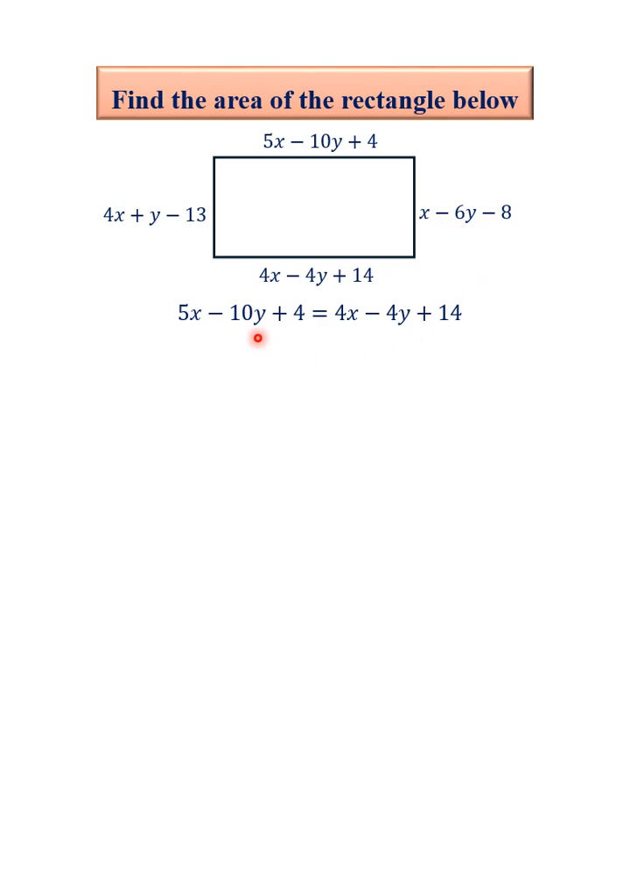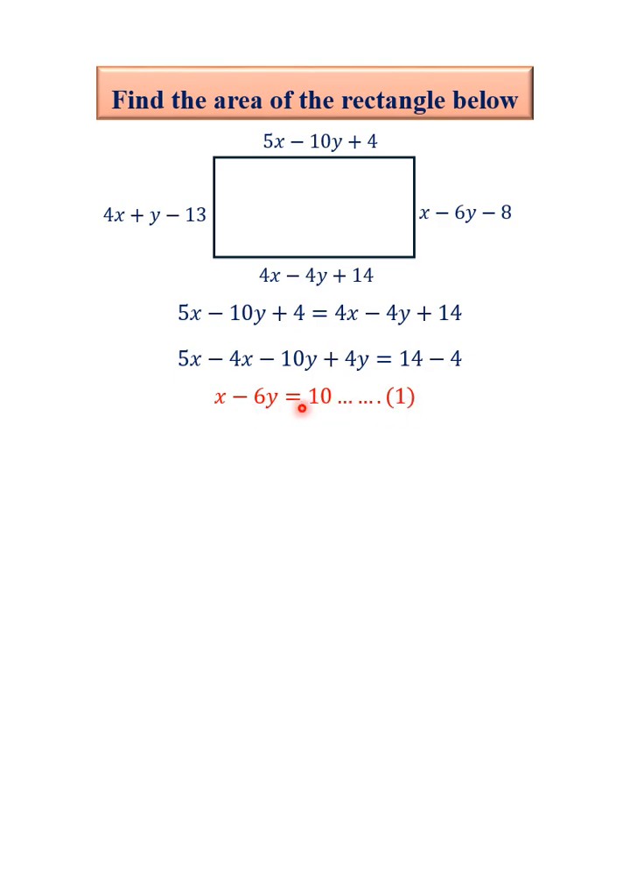Since we want to solve them simultaneously, and for a linear equation, it is best to put the variable on one side of the equation and put the constant on the other side. So we are going to take like terms here. Take the constants to the right and the variables to the left. If that is done, we have 5x minus 4x minus 10y. This negative 4y crosses over to become positive 4y equals, we have 14 here, plus 4 crosses over becomes minus 4. And that becomes 5x minus 4x is x, minus 10y plus 4y is minus 6y, 14 minus 4 is 10. Let's call this equation 1.